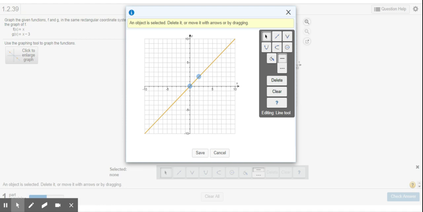The second line is g of x equals x minus 3. So that is -3 as your y-intercept. So I'm going to plot that point. And then it's also got a slope of 1. So like that. All right, so then I'm going to hit save.